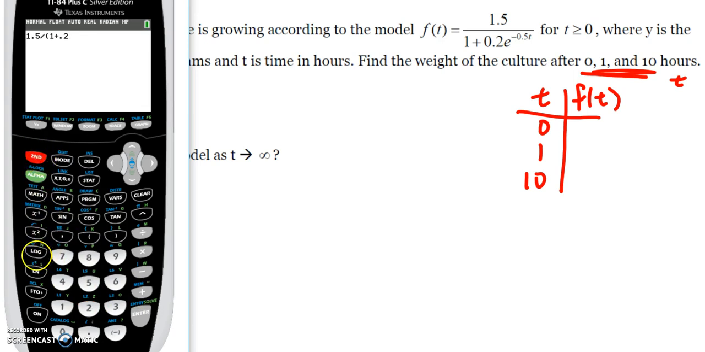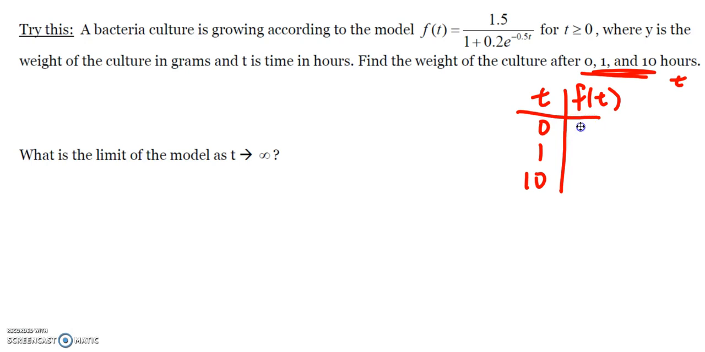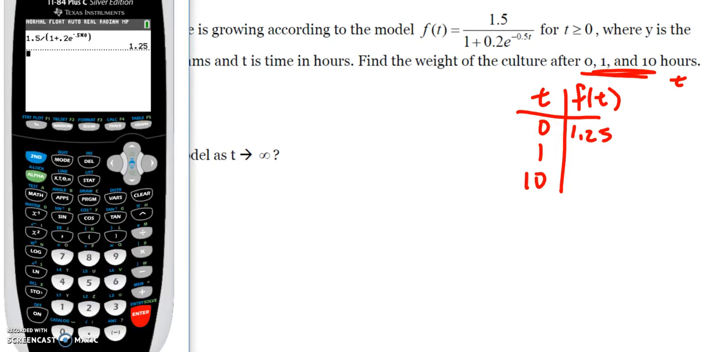I'm going to push second, and it's above the ln key by the 4 key. So e raised to the negative 0.5 times 0, and then I will close my parentheses. We get that to be 1.25. I can do the same approach to plugging in 1 and plugging in 10 as well.